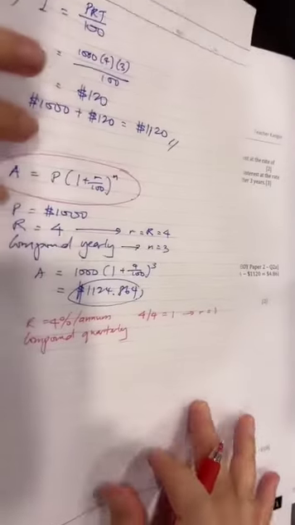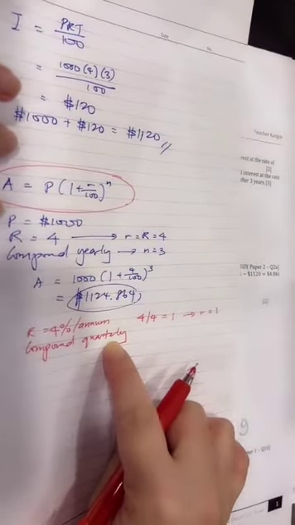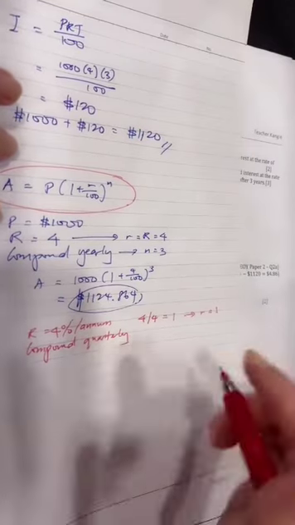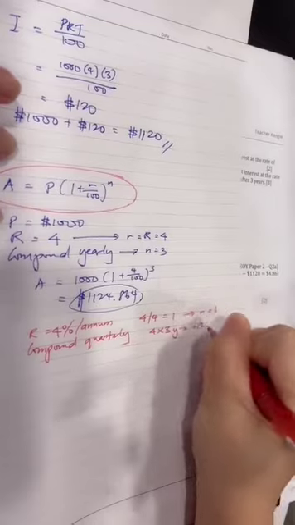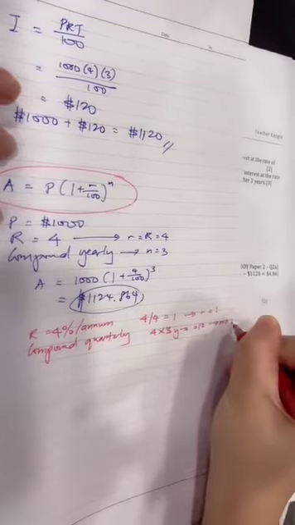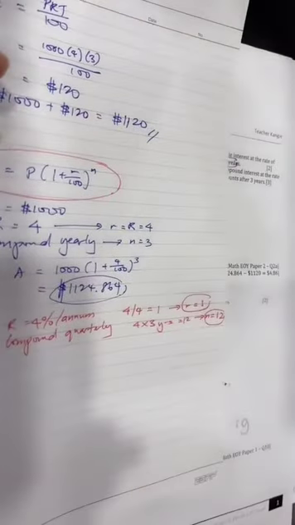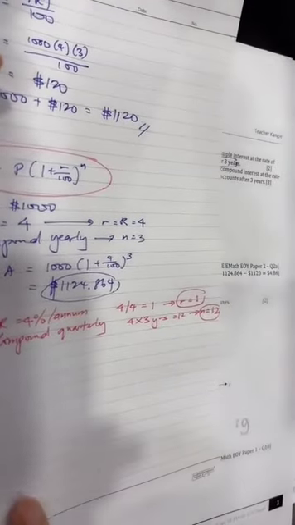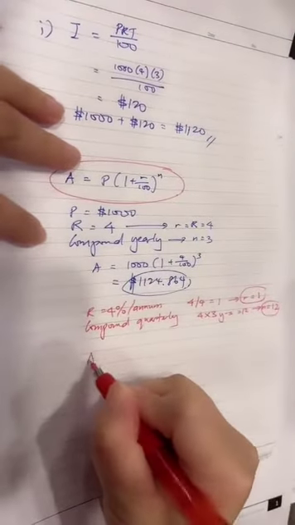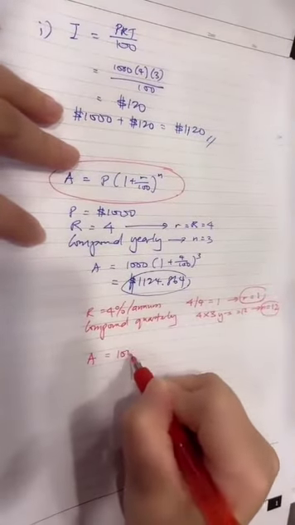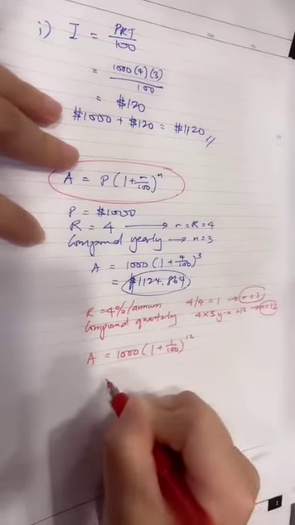Next, compound quarterly means 1 year compounds 4 times. For 3 years, it will be 4 times 3 years, so that means 12. The n will be equal to 12. So this is how you find out what your r and your n are. You understand? Then after finding these numbers, you just plug into the formula: 1,001 plus 1 over 100 to the power of 12.